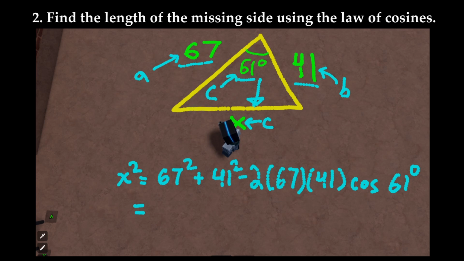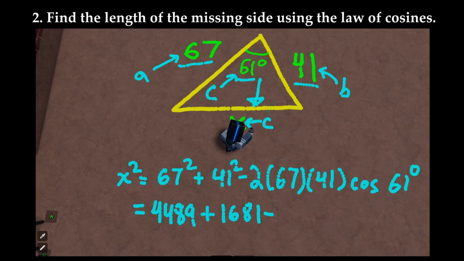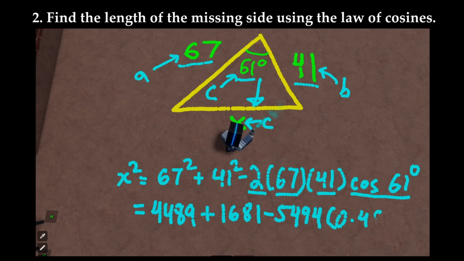So 67 squared is 4,489. 41 squared is 1,681. And then minus, if you do 2 times 67 times 41 first, that ends up being 5,494. And then all that times cosine of 61, which if you put that into a calculator, you should get 0.485. Then now let me just erase all of this up here.